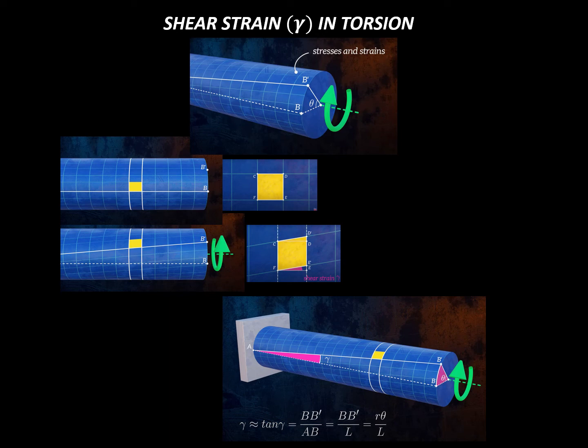So all you have to do to relate these two is to find that distance B to B prime, both in terms of gamma and in terms of theta. So for gamma, when gamma is very, very small, so there's not a lot of shear strain, the distance is the tangent of gamma, which is very close to, almost equal to, gamma. The tangent of gamma is given by a right triangle: it's the rise divided by the run. So the rise is the distance from B to B prime, and the run is the distance from A to B.